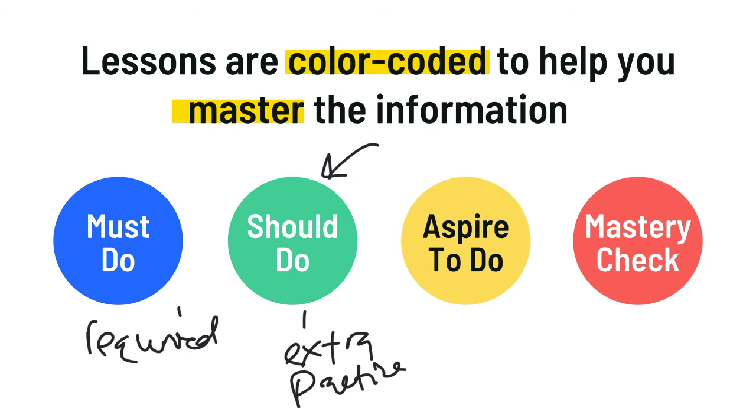Finally, you'll see some yellows on occasion. These are called aspire to-dos. Think of this as like an extra challenge. It might be a field trip, fingers crossed, which I'm working on. It could be a documentary that is talking about some of the concepts in a unit. It could just be a more challenging lesson that not everyone maybe needs to do, but it could help those who are looking for that extra push.